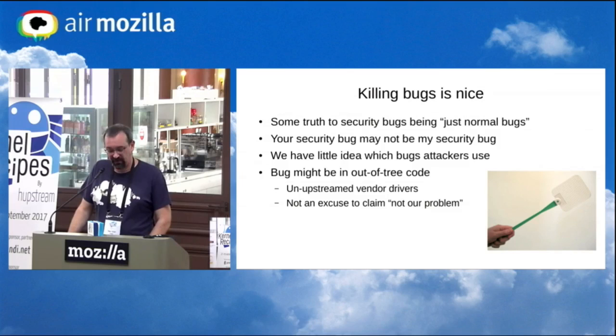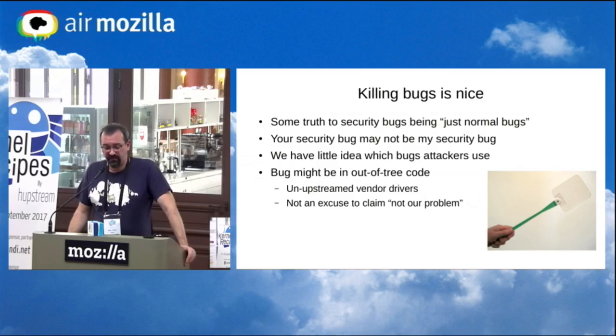So as gets talked about, there is certainly some truth in the fact that security bugs are just bugs. Your security bug may not be my security bug. How you're running your system, there's a lot of variety to that. And we're not sure necessarily what bugs attackers might end up using at a given moment. And it's certainly nice to kill the bugs, but there's a lot of out-of-tree code that the upstream kernel can't control necessarily. And that tends to get used a lot as an excuse to ignore this problem.